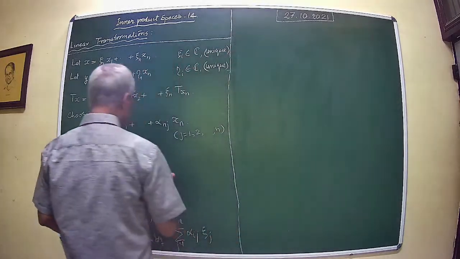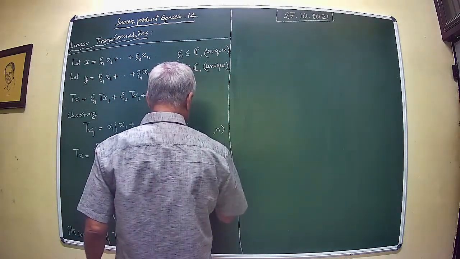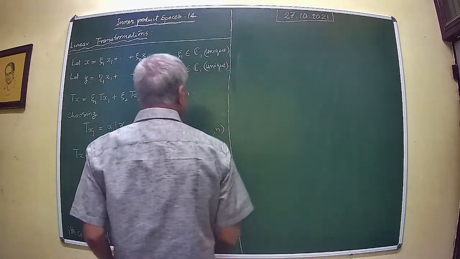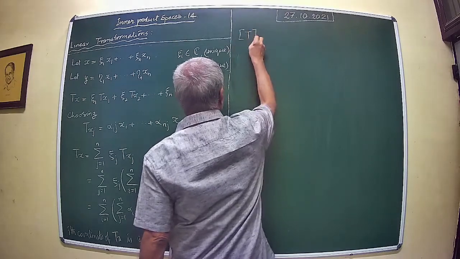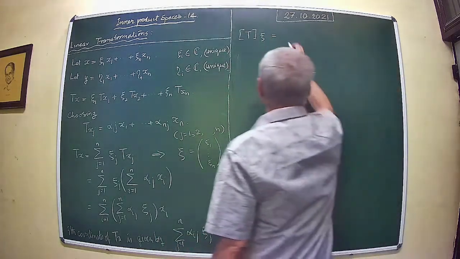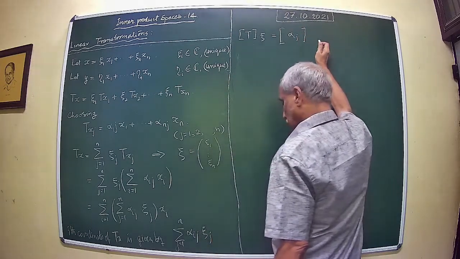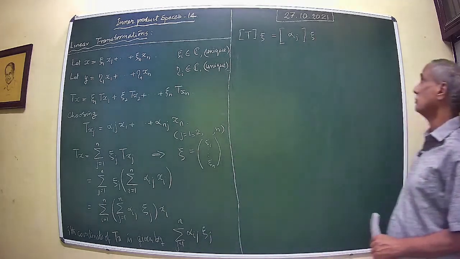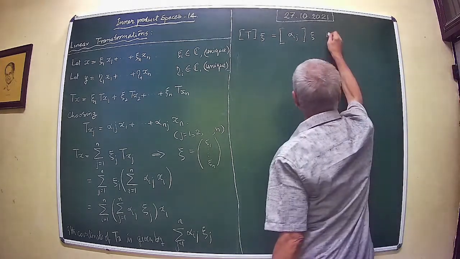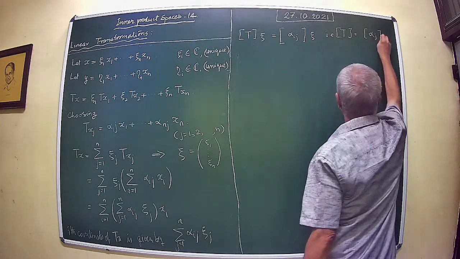See this, you have a psi. You have got here the matrix representation for T operating over psi equal to... therefore, the matrix representation for T is given by psi i alpha ij, that is alpha ij.